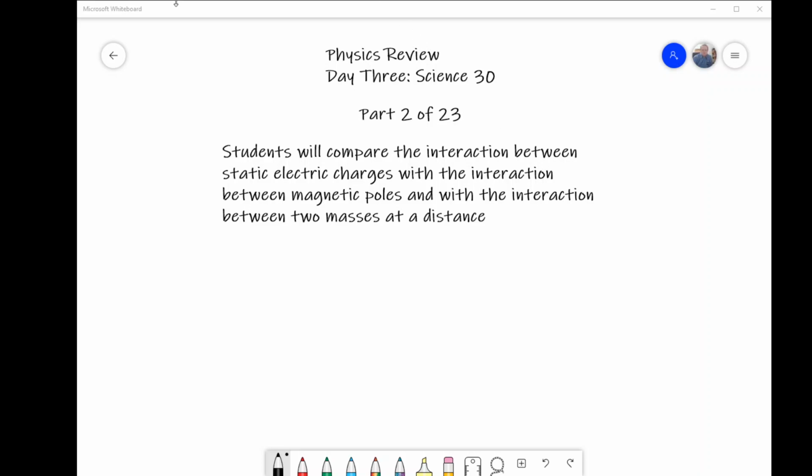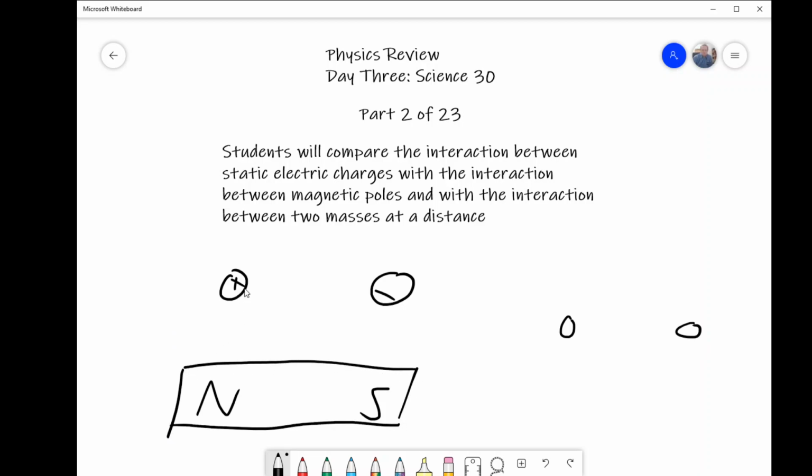So for our second specific outcome, we actually have something that we touched on before, comparing the interaction between static electric charges with the interaction between magnetic poles and with the interaction between two masses at a distance. Well, they are fairly similar. We can get a lot of the same behavior between electric and magnetic poles because we have the two charges. So if we have positive and negative, we could end up with closed loops, much like we have in our magnetic fields.